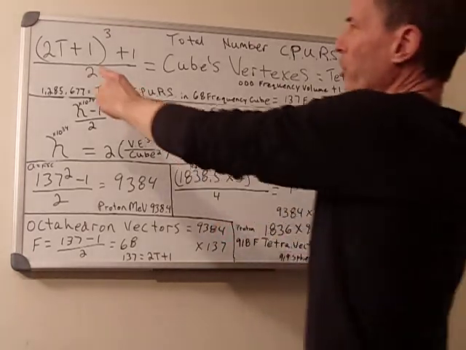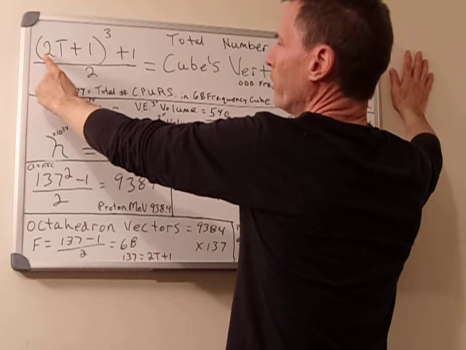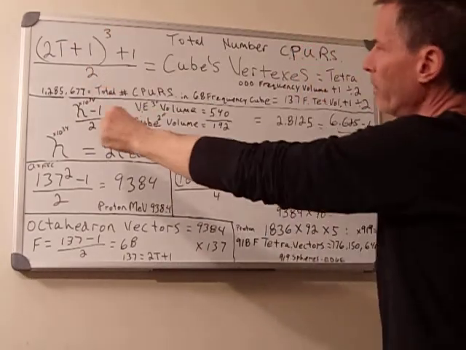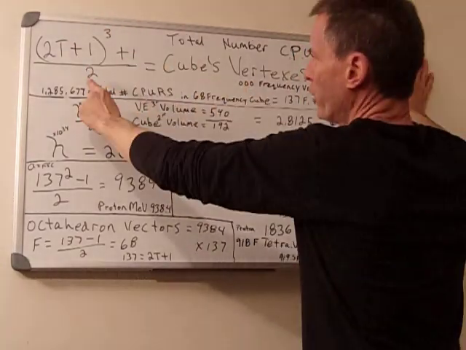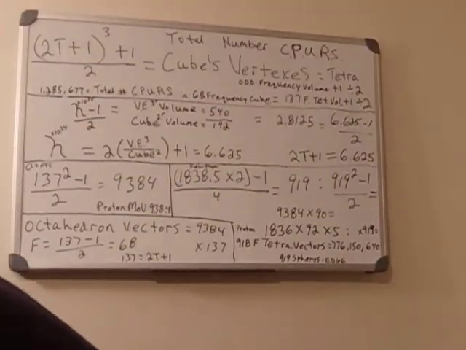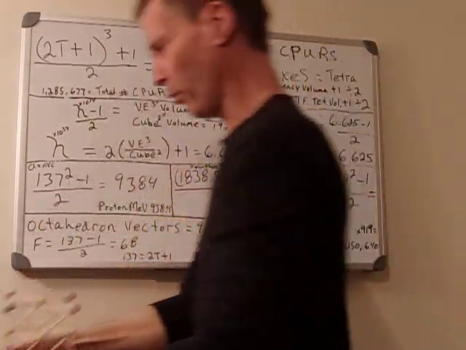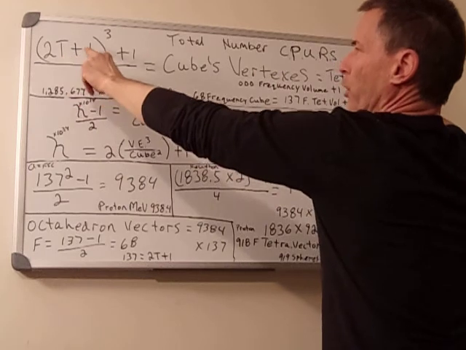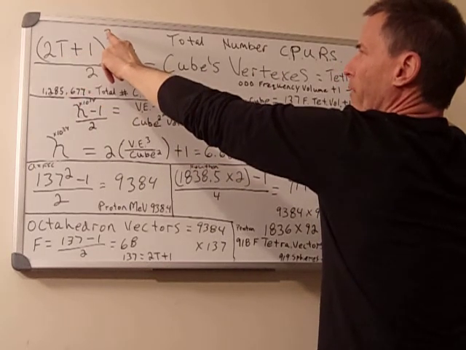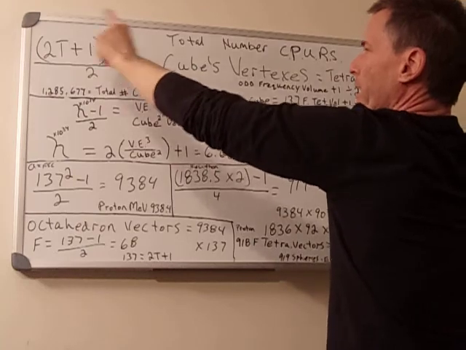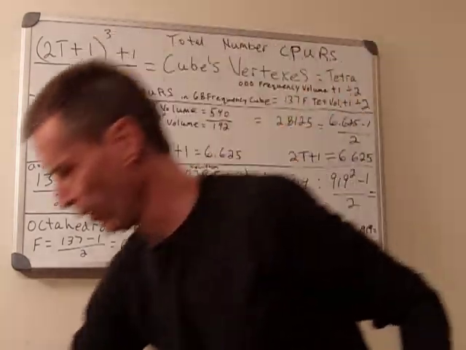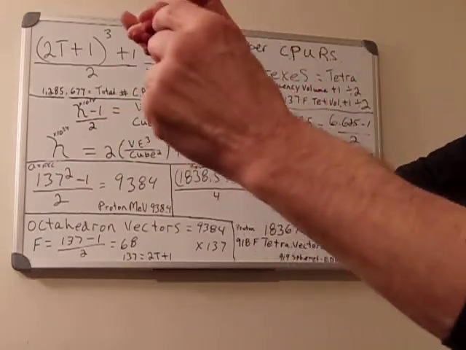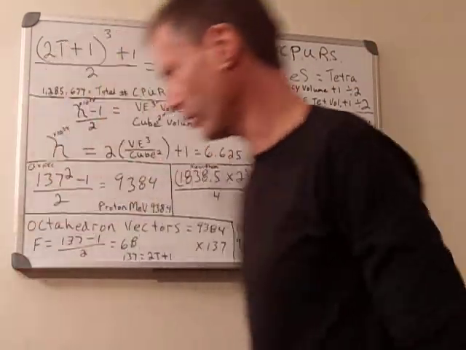We can test that. We can say one frequency has 2 times 1 is 2, plus 1 is 3, to the 3rd power is 27, plus 1 is 28, divided by 2 is 14. Remember, we've got those first 14 in that one frequency cube. Put 2 in there. 2 times 2 is 4, plus 1 is 5, to the third power is 125, plus 1, 126, divided by 2, 63. There are 63 closest packed unit radius spheres in the 2 frequency cube. 2 frequencies of intervals, 2 frequencies of interference patterning.